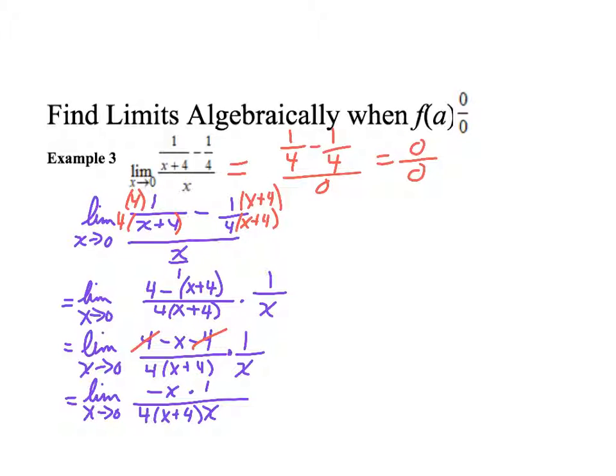Okay, I rewrote that, so you just have a negative x on the top times a 1, and you still have the times x on the bottom, so those x's are going to cross out. And now all you're left with is the negative 1 on the top and the 4 times x plus 4 on the bottom, and we are now ready to plug in, so we have negative 1 on the top over 4 times 0 plus 4, which equals negative 1/16.